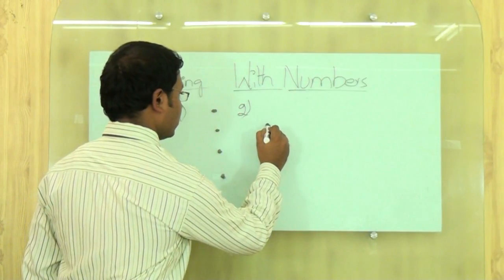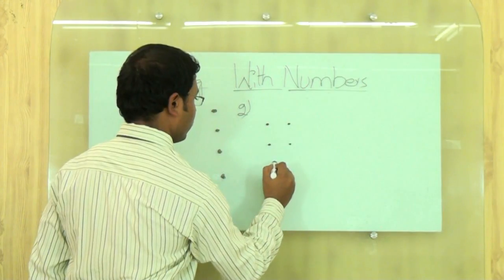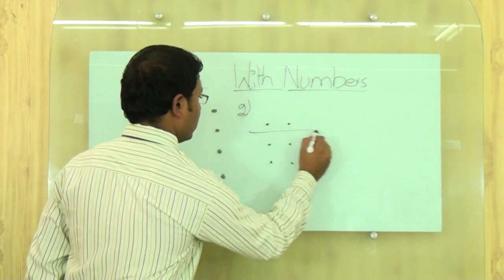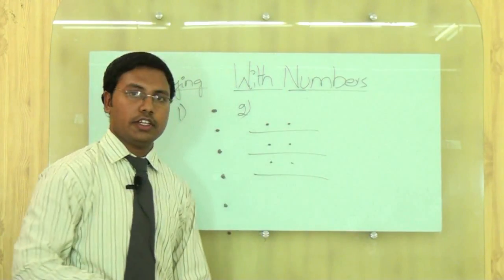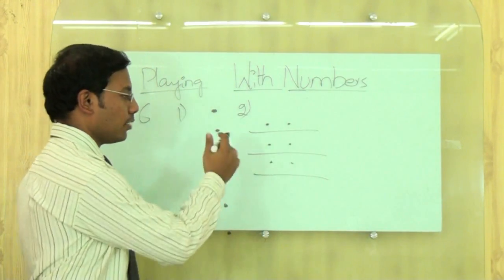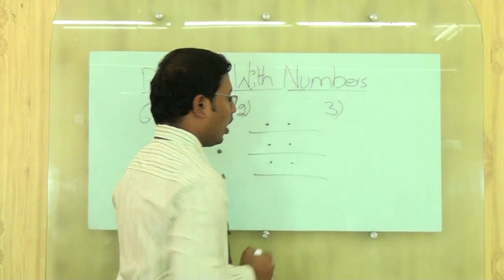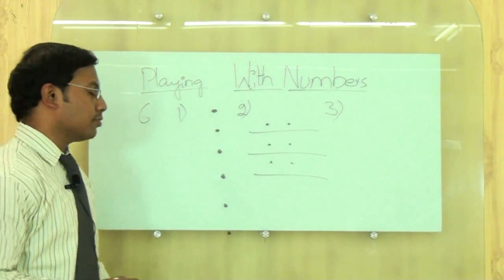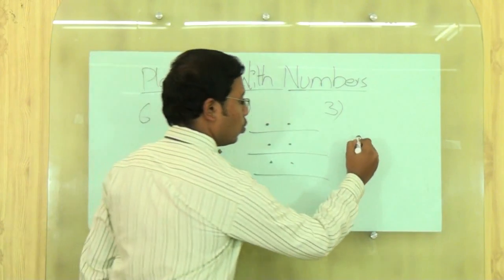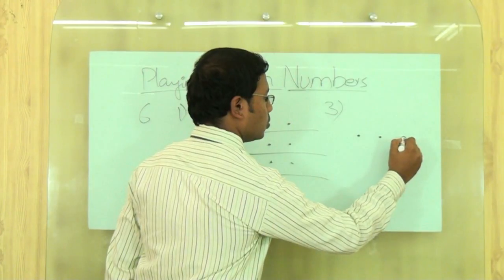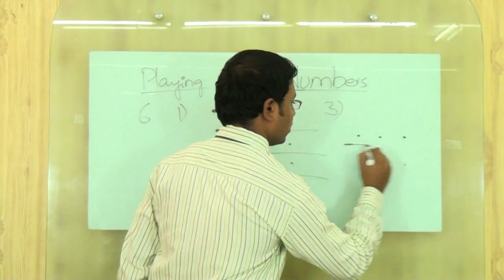The second method is arranging 2 marbles in each row. Here we have taken 3 rows and 2 marbles in each row. Hence 6 marbles can be arranged in this way also. The next method is arranging these 6 marbles in such a way that each row consists of 3 marbles. That is 1, 2, 3, 4, 5, 6.